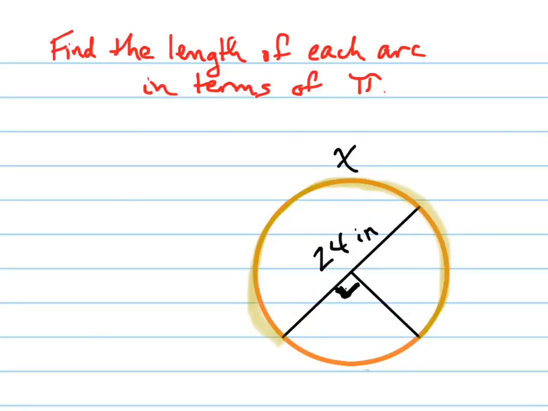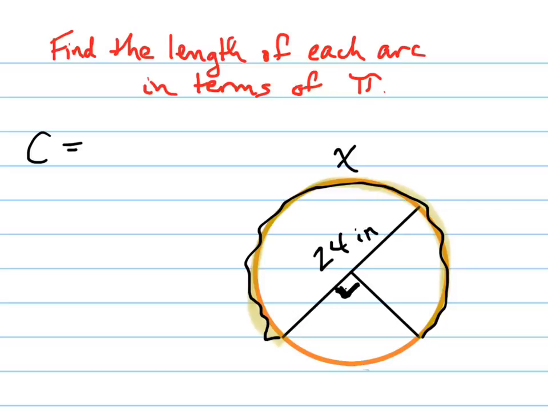The problem says find the length of each arc in terms of pi. So they want to know this arc right here that's shaded in. They want the length of that arc. The best way to do this problem is to think about the circumference of the entire circle first.